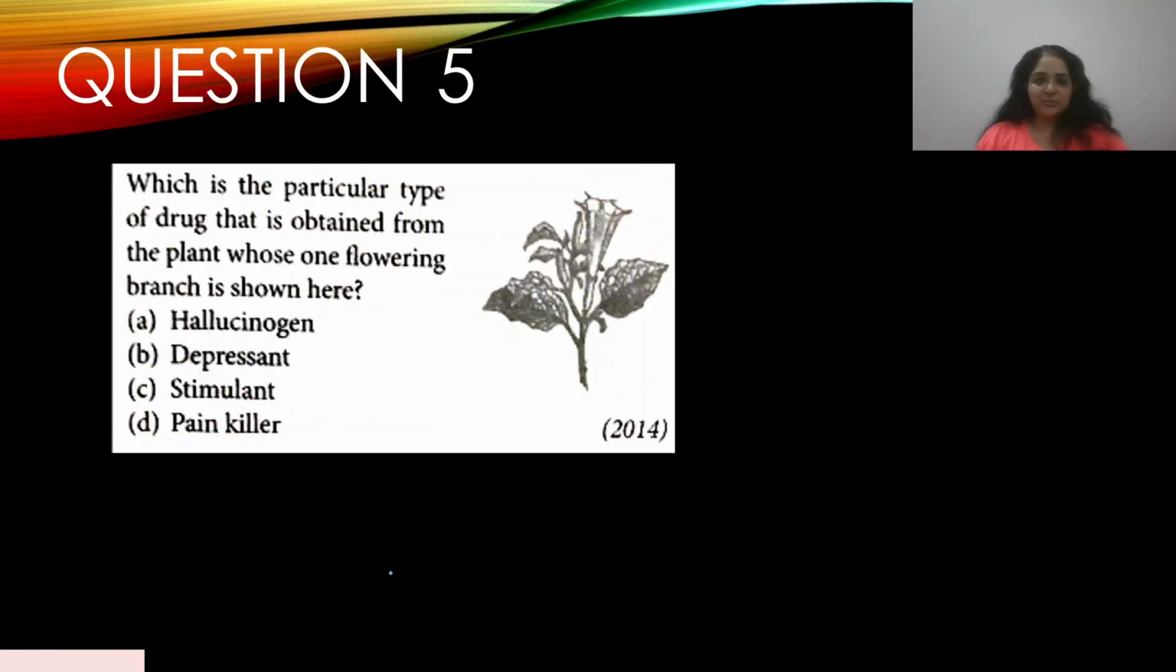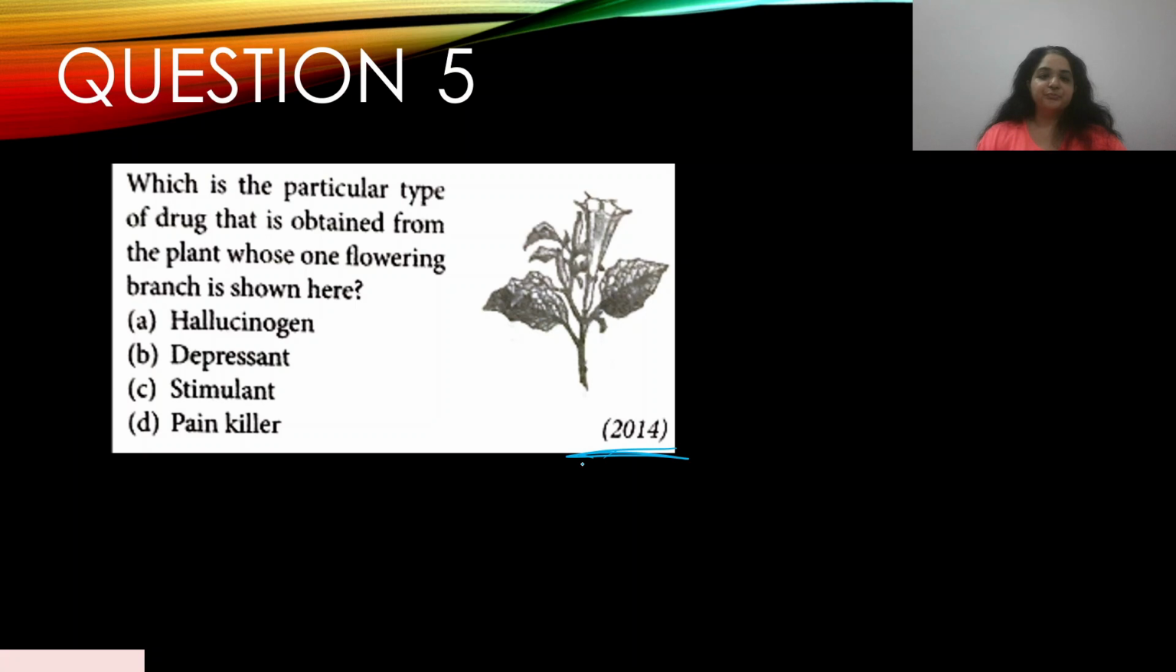All right, so question number 5. Which is the particular type of drug that is obtained from the plant whose one flowering branch is shown here? Okay, and this appeared in the year 2014. So you have a picture of a flowering plant here. You have A, hallucinogen, B, depressant, C, stimulant, and D, painkiller.